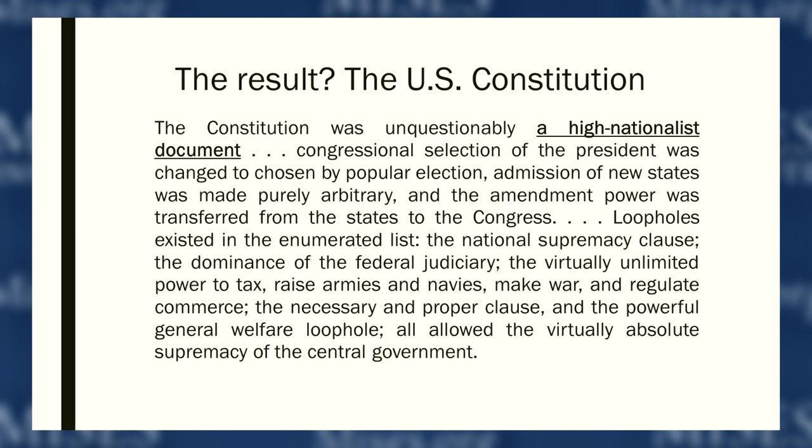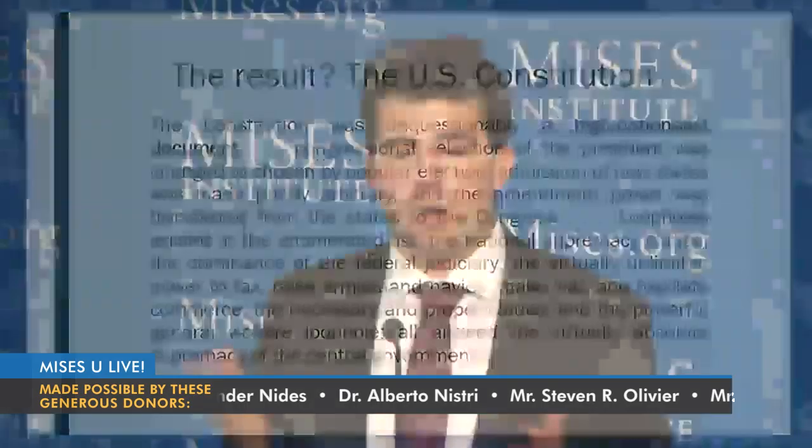So you see how, oh, the government has strictly enumerated powers. And you go through some of these: the National Supremacy Clause, the dominance of the federal judiciary, the virtually unlimited power to tax, raise armies and navies, make war, and regulate commerce, the Necessary and Proper Clause, the powerful general welfare loophole, all allowed the virtually absolute supremacy of the central government. Okay, so you have a lot of loopholes, and truth be told, if you look at how more and more invasive features of government intervention in American history were justified, it was mainly through a lot of these clauses.